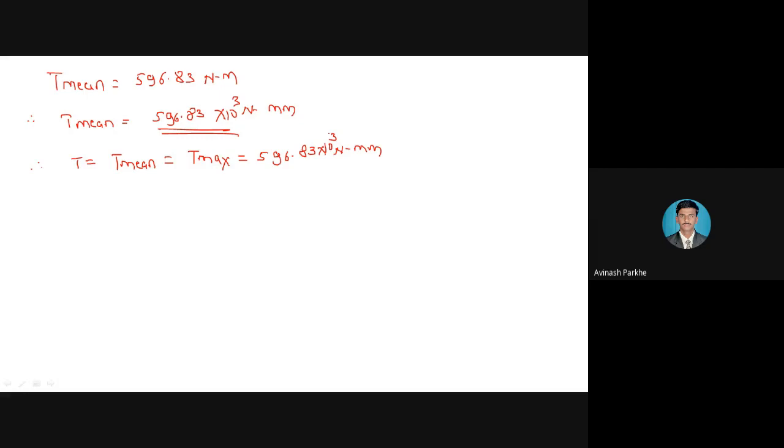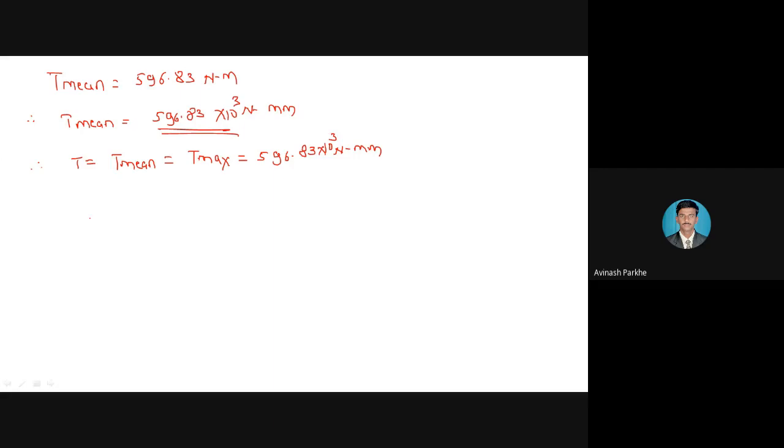Please do the calculation. See, here the answer came as 596.83 into 10 raised to 3. In the previous all the problems you got the answer in the form of 10 raised to 6 Newton mm. But here the power is very less. Therefore, you got that particular torque also in very less quantity. In Newton meter you got 596.83, and to convert Newton meter to Newton mm, multiply by 10 raised to 3. But the relation between maximum torque and mean torque is not mentioned. Therefore, capital T is equal to T min is equal to T max.